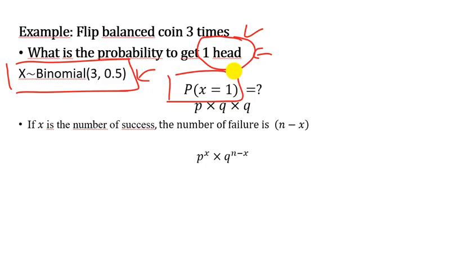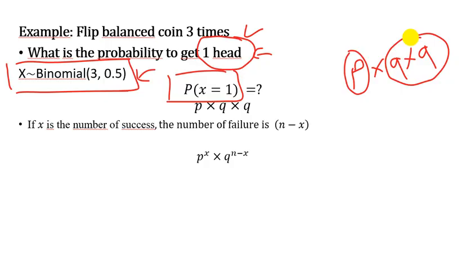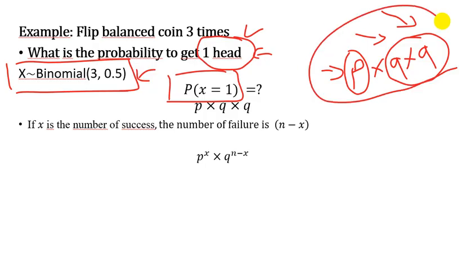I have 3 trials and I want the probability that I get one head. The probability of one head is p. That means in the 2 other trials I must get a tail. So this is the probability of the head times q times q, because I get a tail, so I get only one head. This is the probability of getting one head. This is the probability of getting a tail. This is the probability of getting a tail. So this is how I write it.